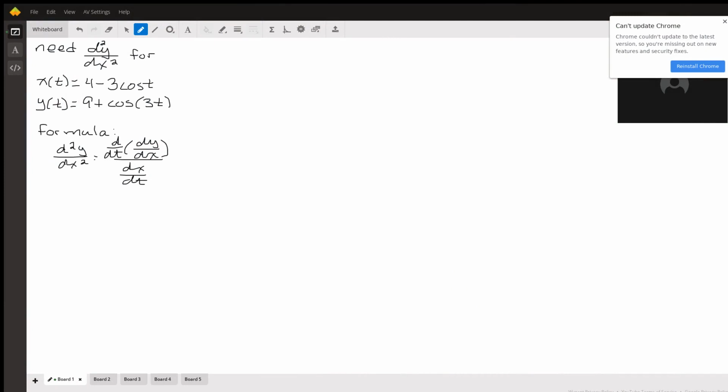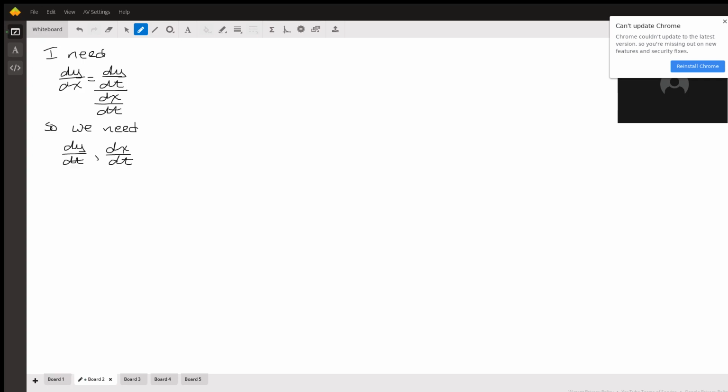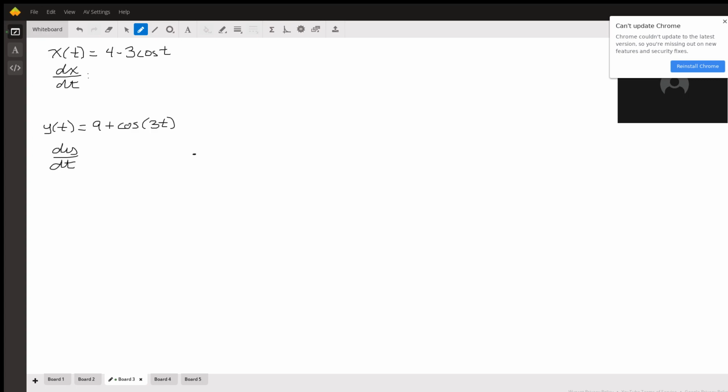Okay, so we're trying to find the second derivative of y with respect to x for this pair of parametric functions. There's a formula you received somewhere along the way that says that the second derivative of y with respect to x is the derivative of dy/dx with respect to t divided by dx/dt, which means at some point I need dy/dx, which is dy/dt over dx/dt. So that means I need dy/dt and dx/dt. So let's start by figuring those out.